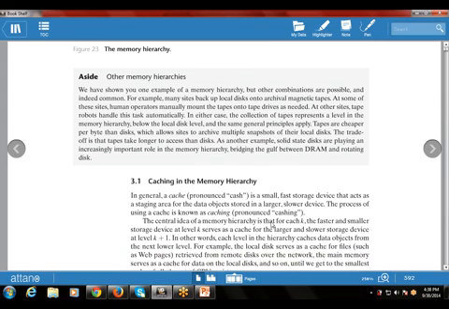The general idea of a memory hierarchy is that for each k, the faster and smaller storage device at level k serves as a cache for the larger and slower storage device at level k plus 1. That is, if I am storing data at k, it will fetch the data from the k plus 1 location, the one next to it.